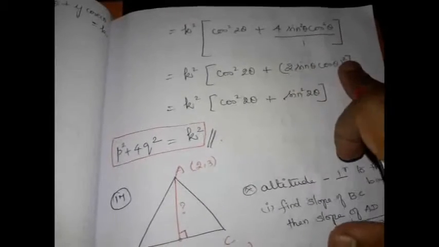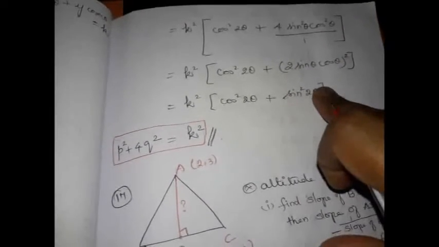What is 2 sin theta cos theta? Sin 2 theta formula. What is sin 2A? 2 sin theta cos theta, right? So this can be written as sin square 2 theta, because the whole square is there.